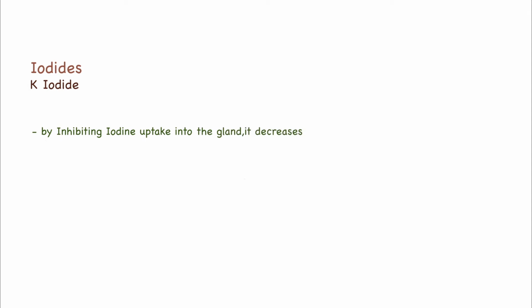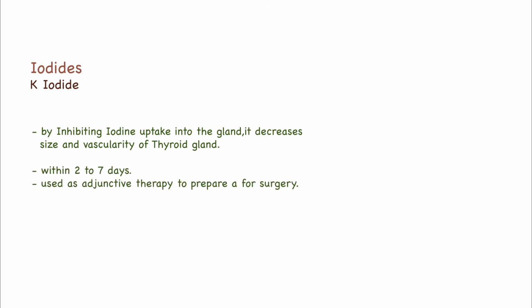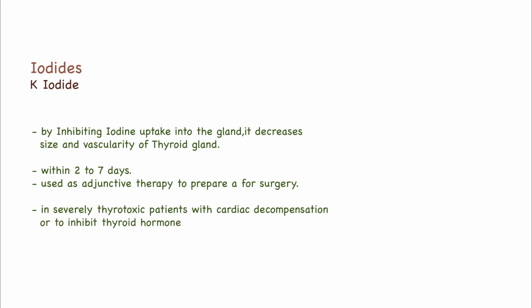Second treatment option we have are the iodides, like potassium iodide. It acutely blocks thyroid hormone release by inhibiting iodine uptake into the gland, so it decreases size and vascularity of the thyroid gland. Symptoms improvement occurs within 2 to 7 days, so it's often used as adjunctive therapy to prepare for a surgery, to acutely inhibit thyroid hormone release and quickly get to the euthyroid state in severely thyrotoxic patients with cardiac decompensation, or to inhibit thyroid hormone release after radioactive iodide therapy.